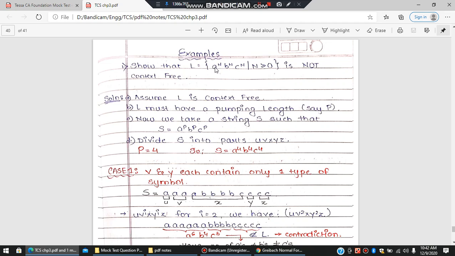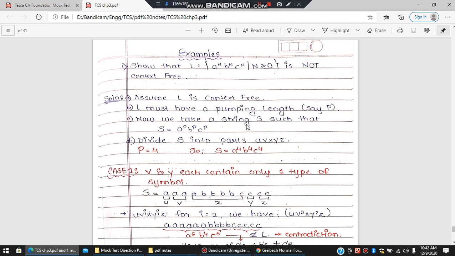So, the language over here says जितना number of A's है उतना ही number of B's and उतना ही number of C's होना चाहिए. So in short what we are telling is number of A's should be equal to number of B's and should be equal to number of C's. So first step is, let us assume that the given language is context free. So if it is context free, then it can be pumped. Pumped मतलब it can be repeated and still follow or satisfy each and every rule. So because we are assuming that it is context free, it is having a pumping length say P.